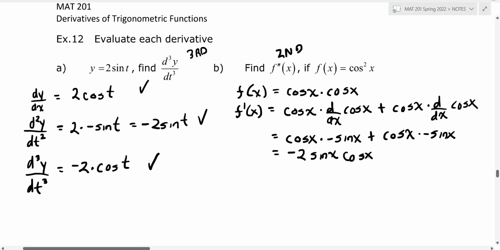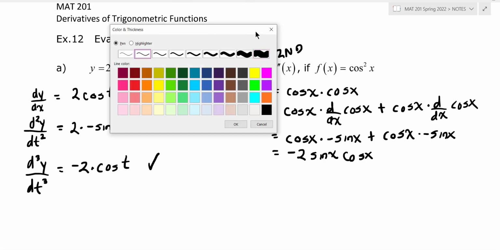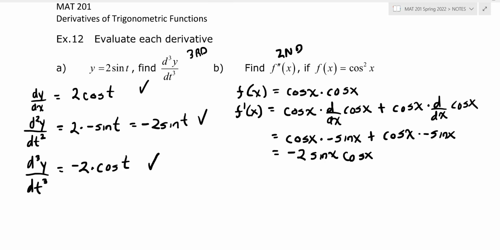Now, we could use an identity, but we're not going to because we don't know what's called the chain rule yet. Remember that sine of 2t is just 2 sine t cosine t. Don't change this to sine 2x, because you wouldn't know how to differentiate it until you learn the chain rule, which we'll talk about in the future. Okay, so that gives us our first derivative.